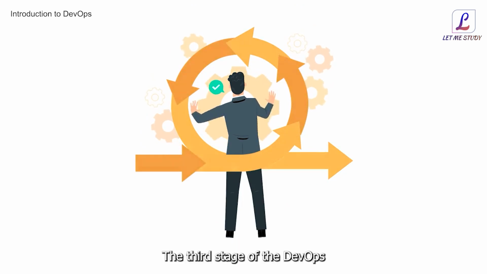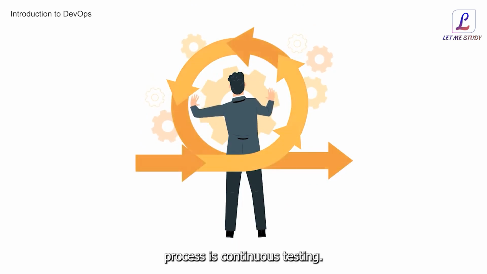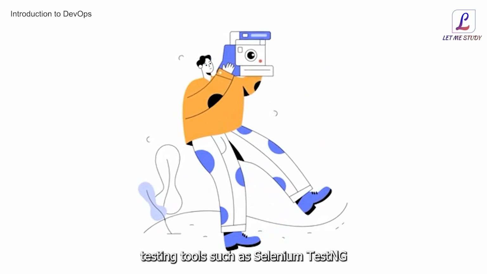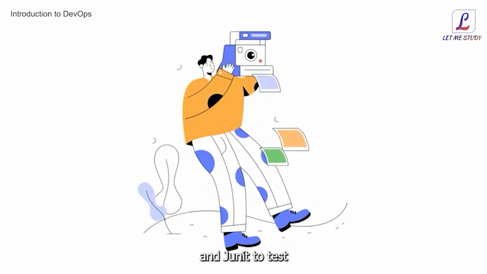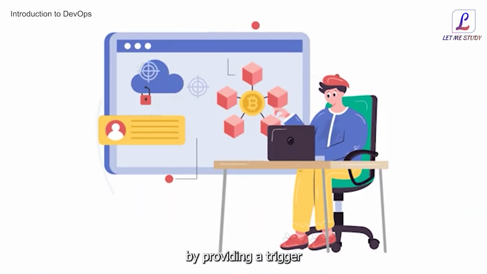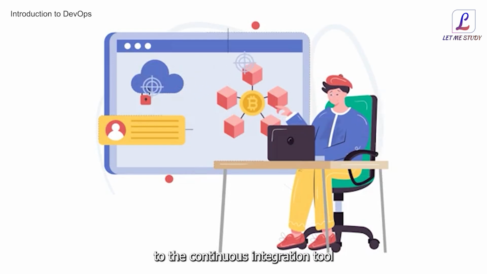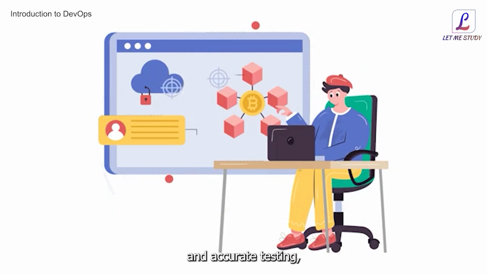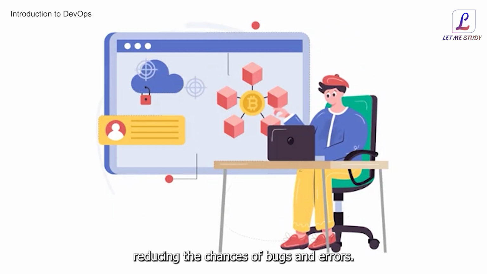Continuous testing. The third stage of the DevOps process is continuous testing. This stage involves using automation testing tools such as Selenium, TestNG, and JUnit to test the software's functionality. Automated testing is achieved by providing a trigger to the continuous integration tool, such as Jenkins. This allows for efficient and accurate testing, reducing the chances of bugs and errors.